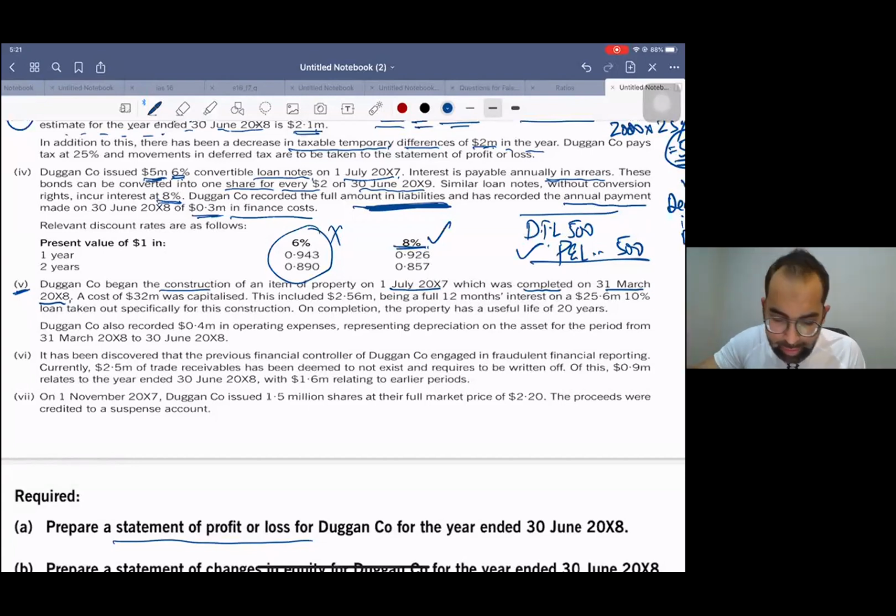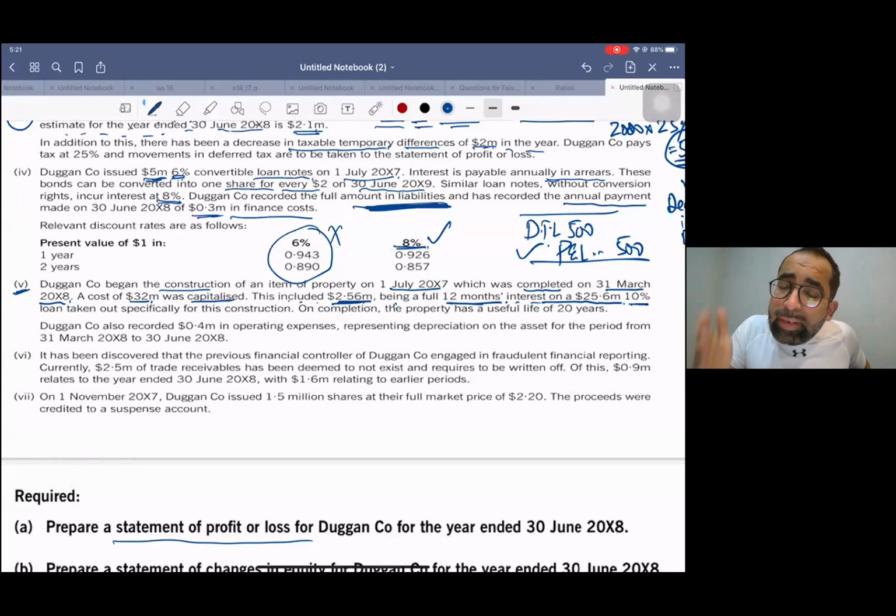Now see what they have done. A cost of 32 million was capitalized. No issue. This included 2.56 million, being a full 12 months interest on a 25.6 million loan at 10%. This is wrong.